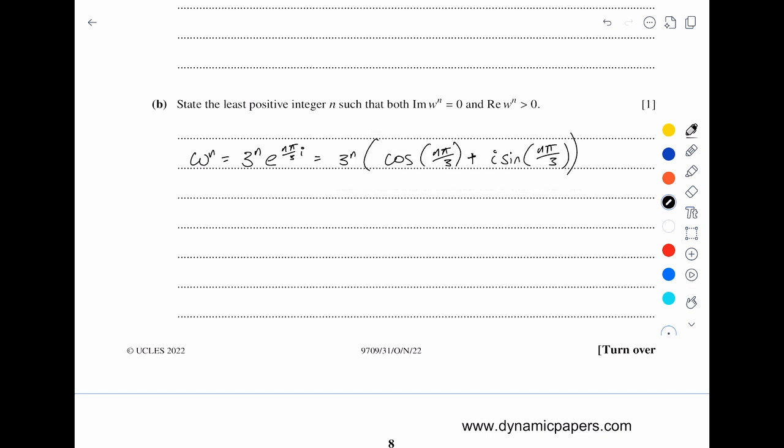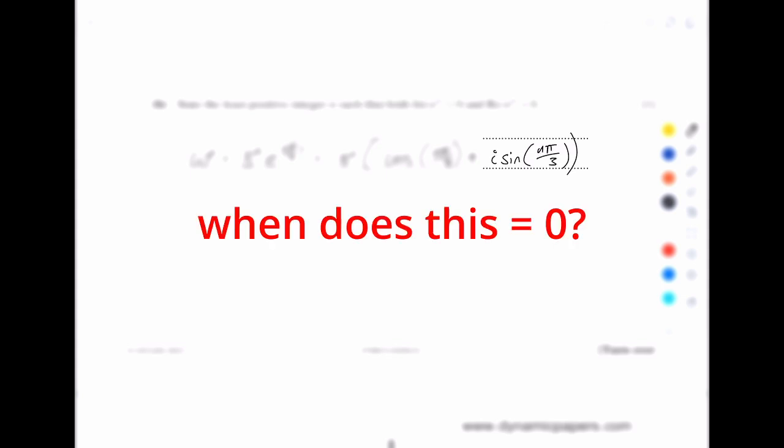The solution here is to convert this into polar form, which will give us 3^n times (cos(nπ/3) + i sin(nπ/3)). For the imaginary part to equal 0 now, we have to ask, when does i sin(nπ/3) equal 0? And that is when sine of nπ/3 equals 0.